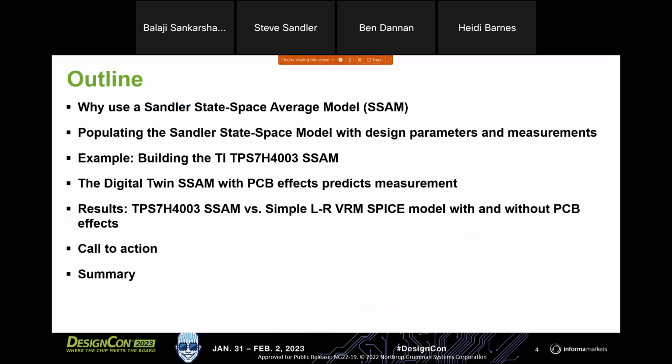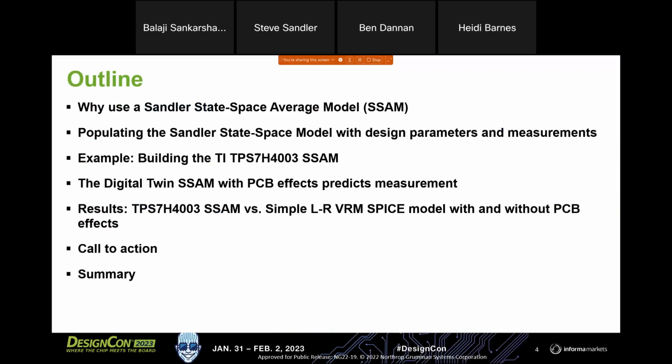And the outline, like I just mentioned, we're going to talk a little bit about why we want to use the Sandler state space average model. Why do we want to use this behavioral model for the voltage regulator in simulations? And then we'll take a closer look. Steve will go into how to populate the Sandler state space average model with design parameters and measurements.